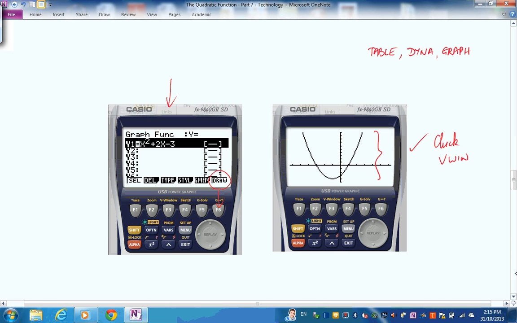Now that's good, but we want some details about it. The function we want to do or look for is G-Solve. G-Solve means solve the graph.